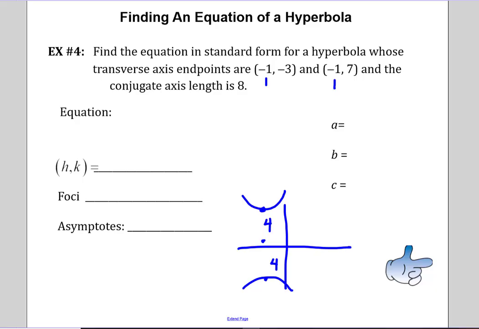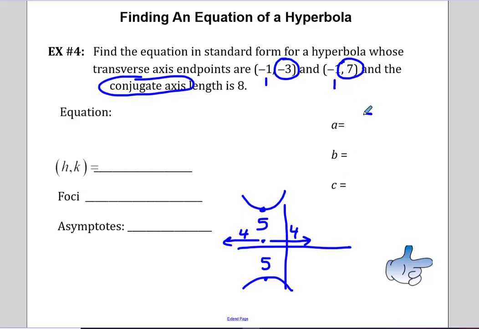Or is it length 8? Let's see. Take that back. I'm not reading carefully. It said conjugate axis, not the transverse axis. Conjugate axis: 4 away here and 4 away here. Because the distance between the 7 and the -3 is 10, that's 5 up and 5 down. Our A value is 5 and our B value is 4.